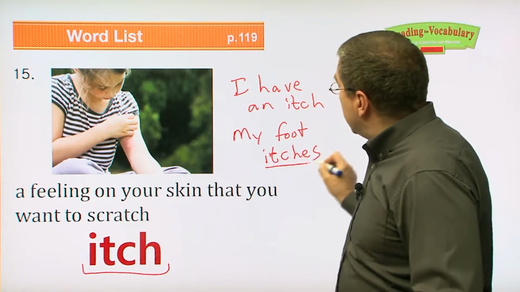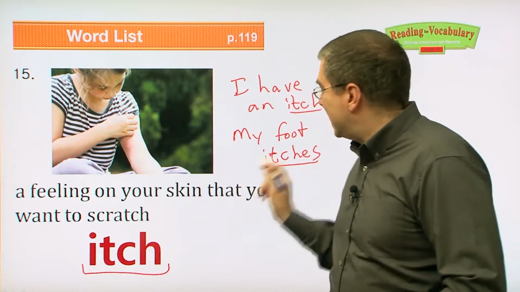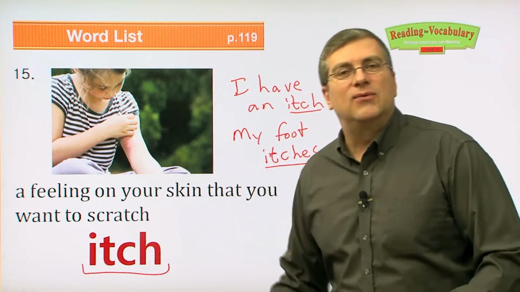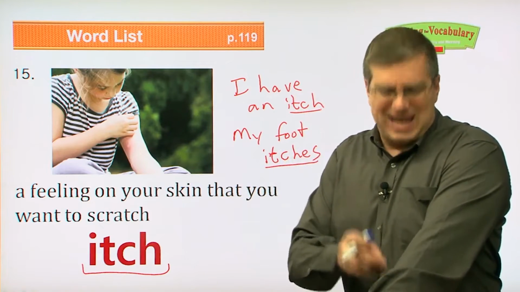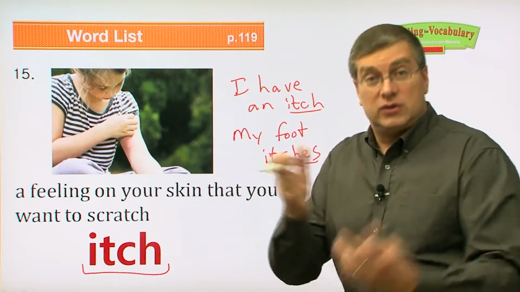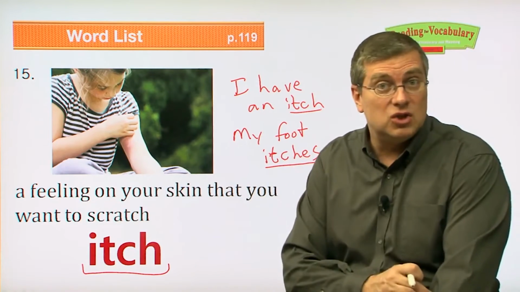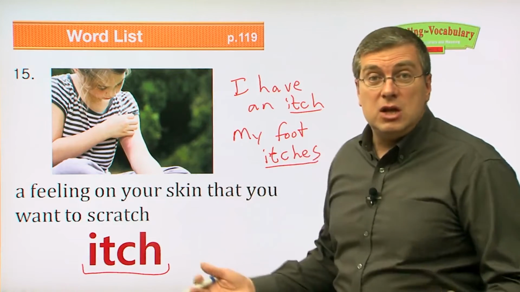So, itch can be a noun. It can also be used as a verb. It itches. My foot itches. Oh, my hand itches. It itches. Like I have a bite, I just say it itches. So it can be a noun, I have an itch, or a verb, it itches.